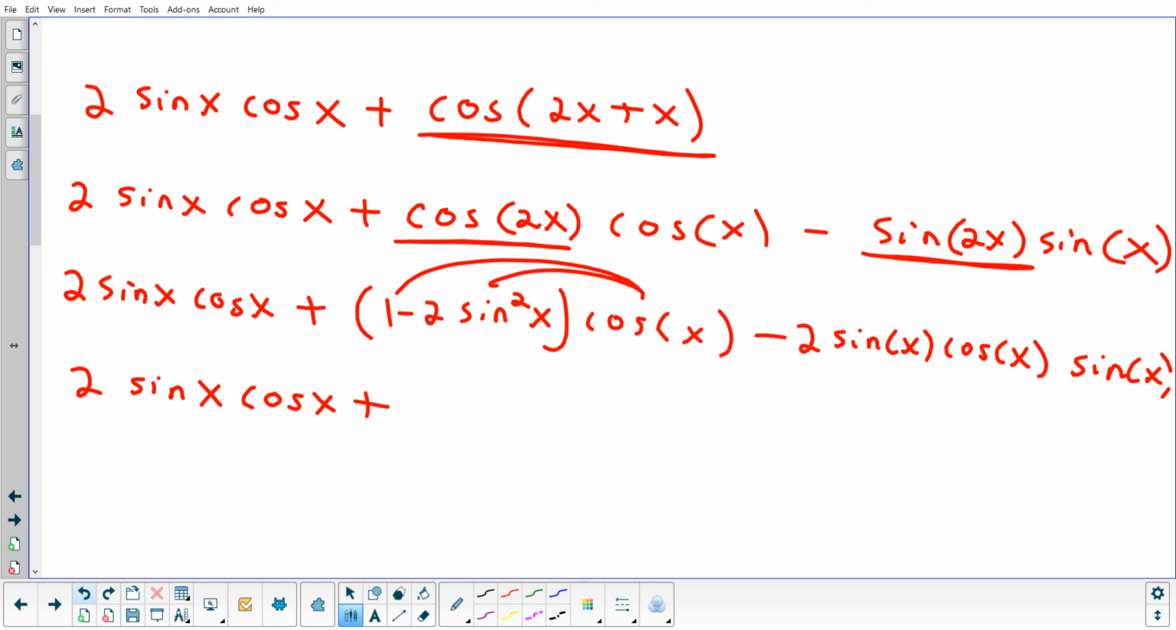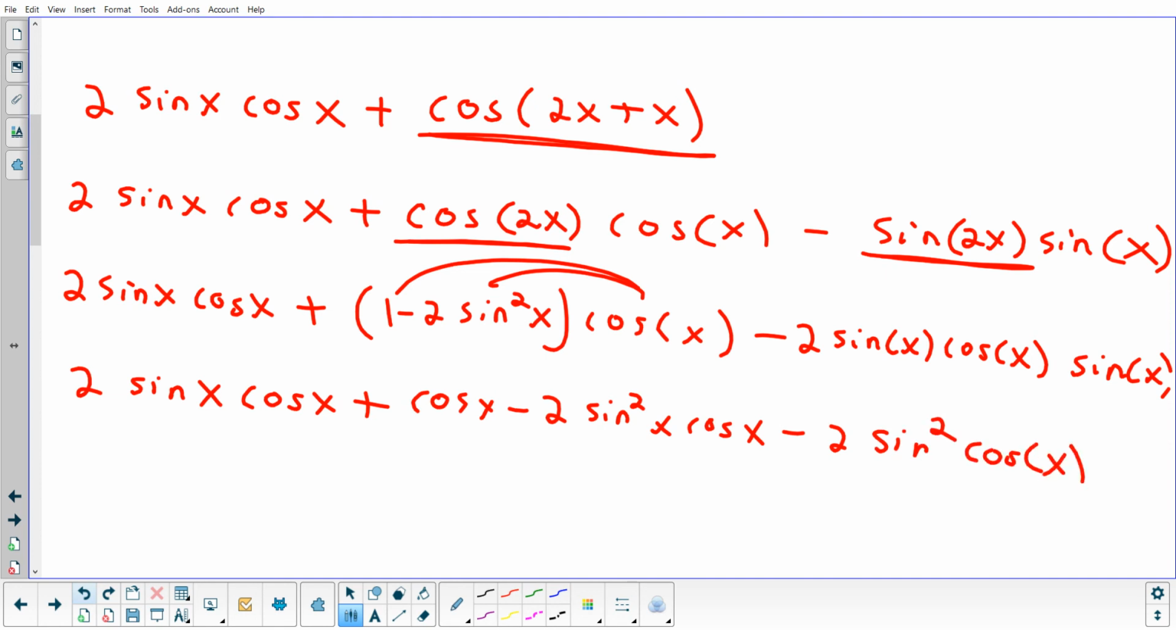So we've got cosine x minus 2 sine squared cosine minus 2 sine squared cosine. Okay, that's good. I see something here that we're going to be able to work with in a second.